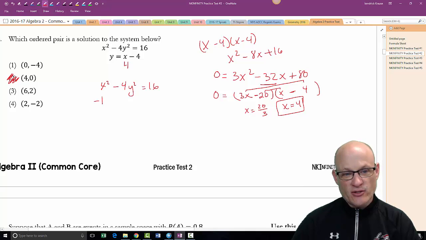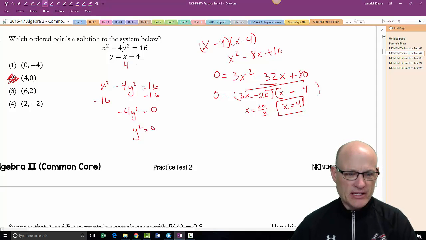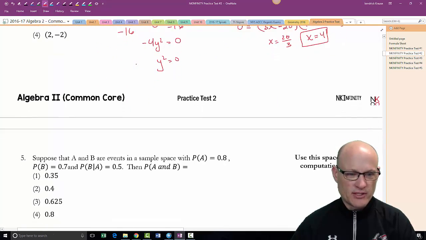This is really 16, so I subtract 16, and I get negative 4y squared is equal to 0. Divide by negative 4, I get y squared is equal to 0. So that's that answer. That's probably the easier way to do it. I like to do things the hard way sometimes.